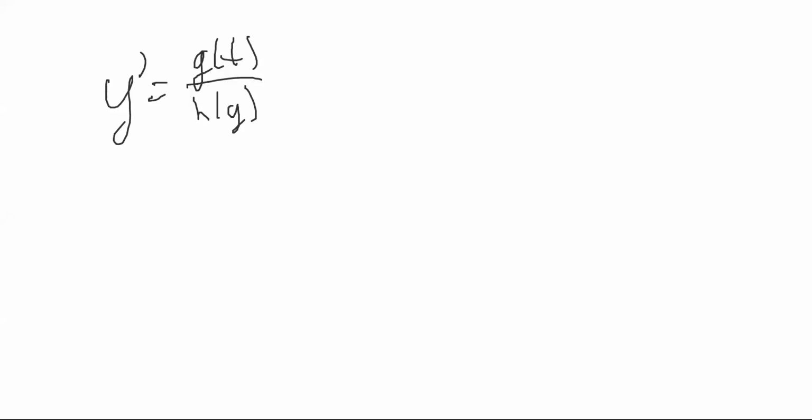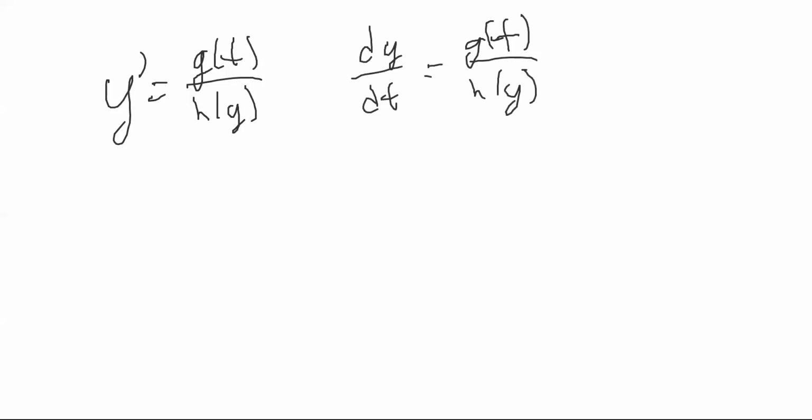So let's start with y prime is equal to g of t over h of y. This is one of our forms for a separable equation. Using that technique, we rewrote this as dy/dt is equal to g of t over h of y. And then we put all of our y's on one side and all of our t's on the other. So we rewrote this as dy times h of y is equal to g of t dt.